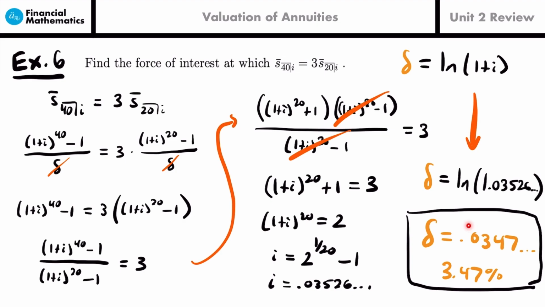We have now found the force of interest for which this equation is true. If you have a force of interest of 3.47%, the future value of a continuous annuity for 40 periods is equal to 3 times the future value of a continuous annuity for 20 periods. Okay, let's move on to our next example.